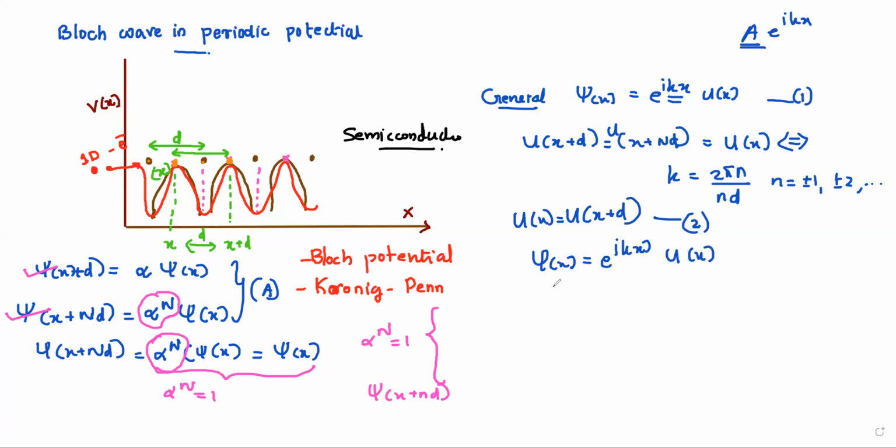When x is equal to x plus d, psi of x plus d is equal to e^(ik(x plus d)) into u of x plus d.